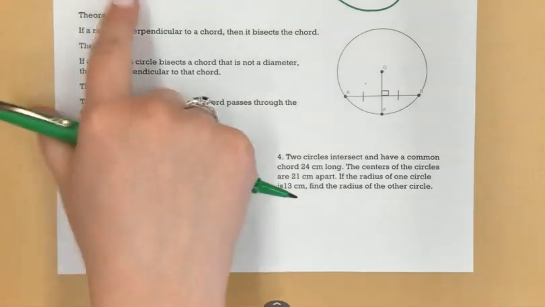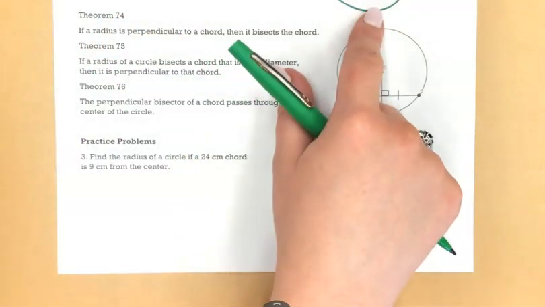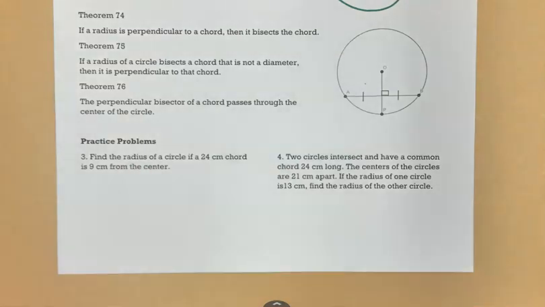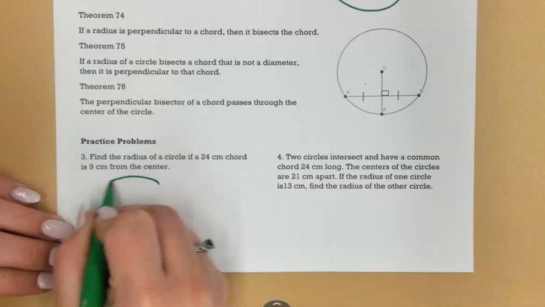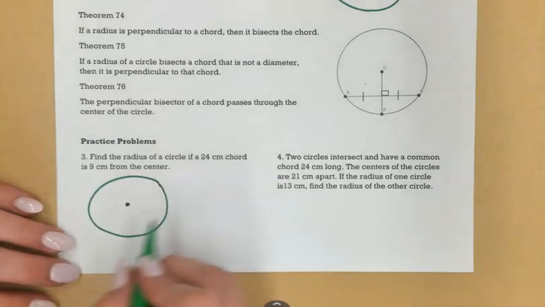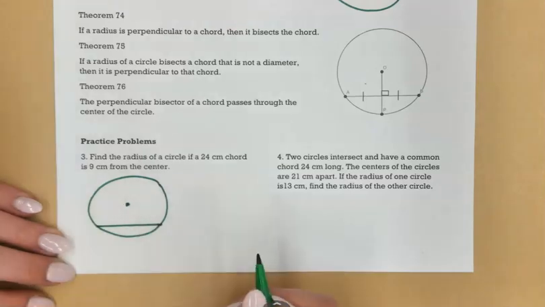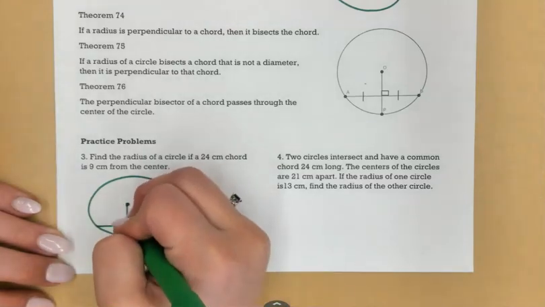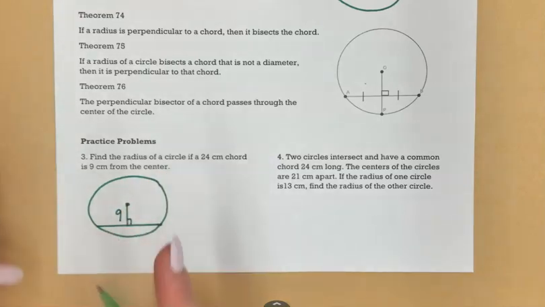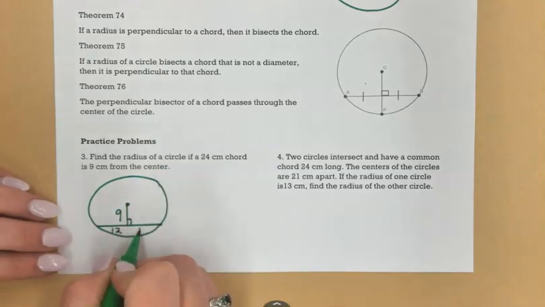And so on 1, we were finding the distance. On 2, we were finding the length of the chord. On 3, we are going to be finding the radius of a circle that has a 24 centimeter chord 9 centimeters away from the center. So I'm going to draw a chord down here, and I know it's 9 centimeters away from the center. The whole thing is 24, but it is being split into 12 and 12.